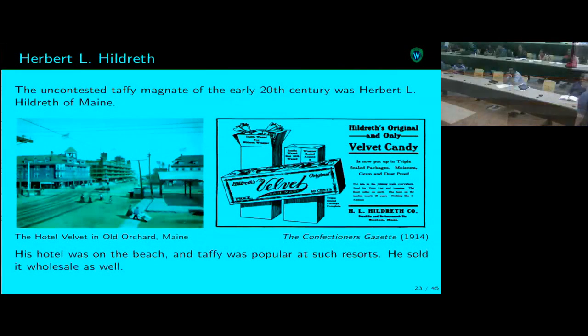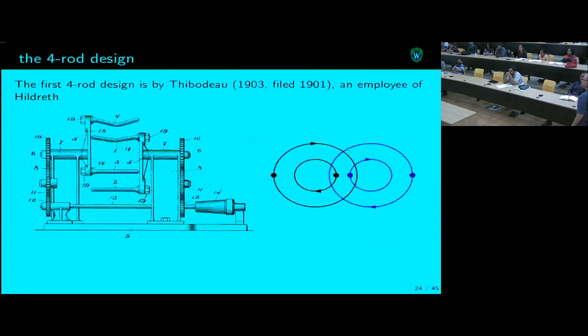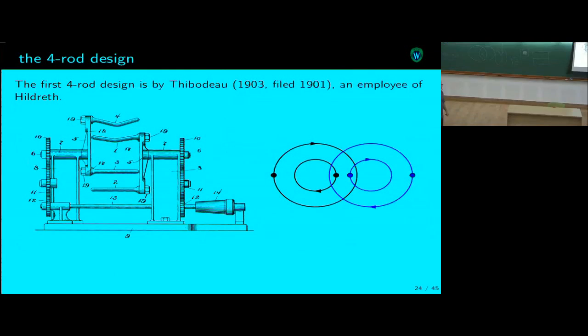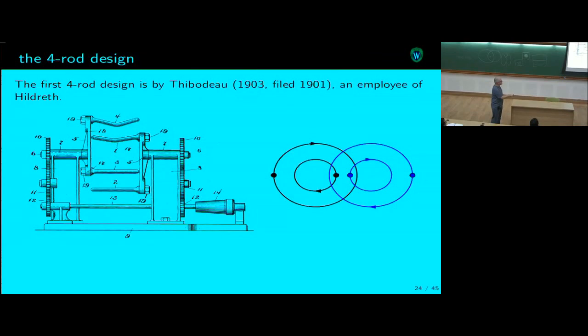So taffy was very popular, and he sold it. He sold a lot of taffy. And then one of his employees cheated him. The perfidious Thibodeau invented what is now the four-pronged design, which we know and love, the one I showed you.